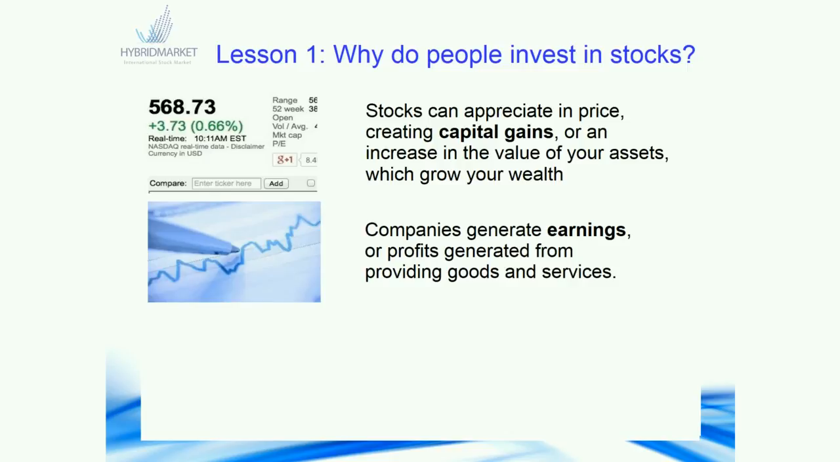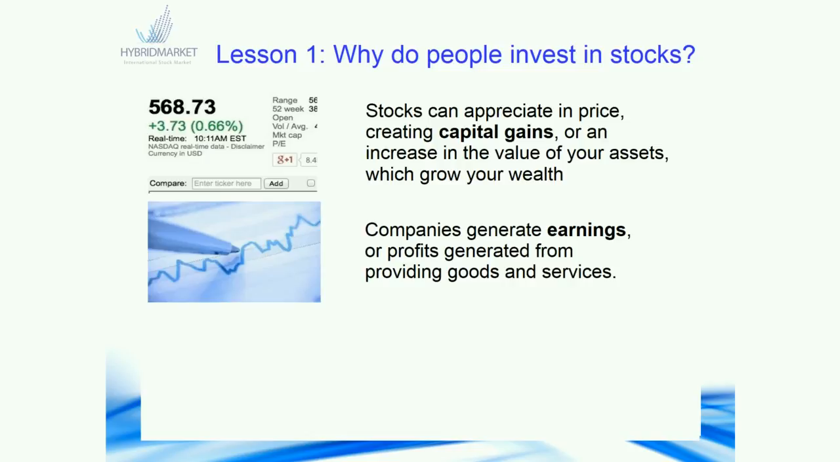Other income-generating assets include real estate and bonds, which generate rent and interest respectively. These assets are contrasted with an asset like gold, which can maintain its real value over time and provide a safe haven against risks like inflation, but does not generate any income.